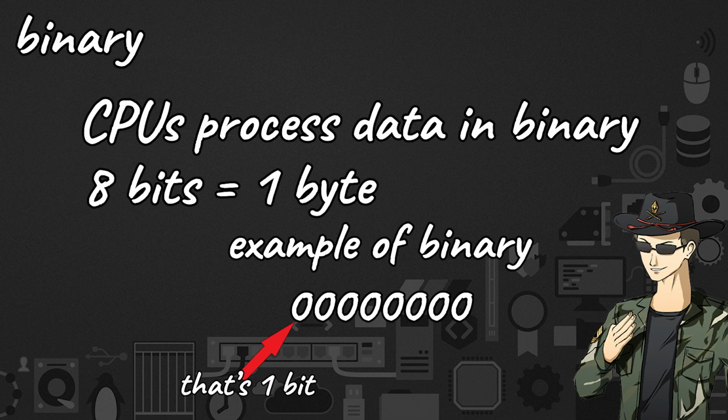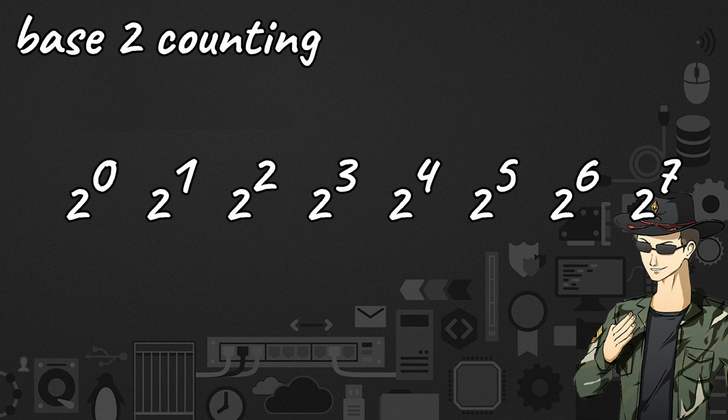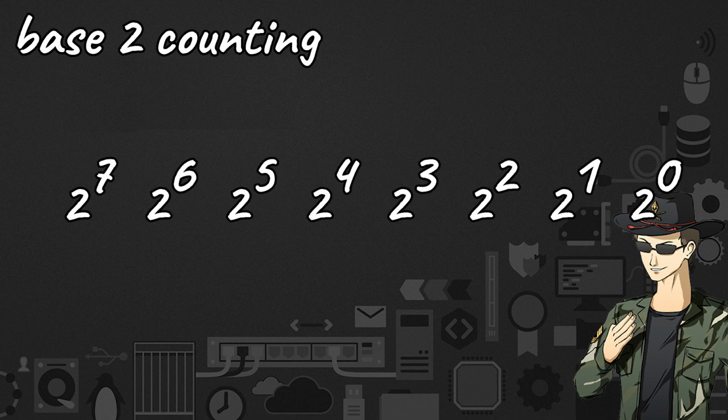Well, how do we know which 0 or 1 in an upcoming example means what? Well, binary is counted on a base 2 system. So if we're going from right to left, right being our smallest number in the binary byte that we see here, we have 2 to the power of 0. And then to the left of that, we have 2 to the power of 1, 2 to the power of 2, 2 to the power of 3, 2 to the power of 4, 2 to the power of 5, 2 to the power of 6, and 2 to the power of 7.